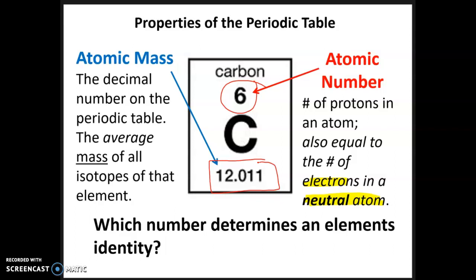And so which number determines an element's identity? That would be the atomic number. The number of protons determines what an element is. If you change protons, it is a different element. You can change neutrons, you can change electrons. As long as it has 6 protons, it's carbon.